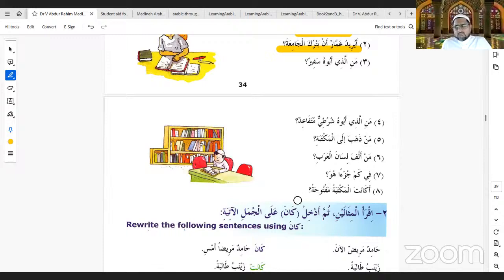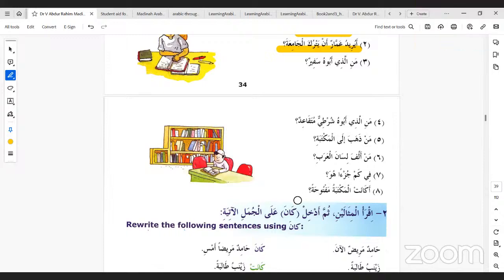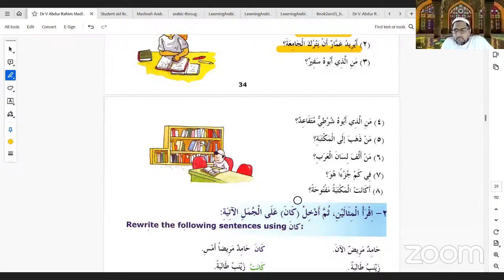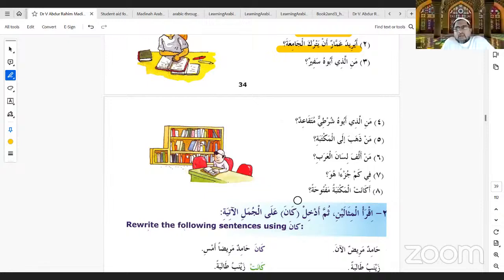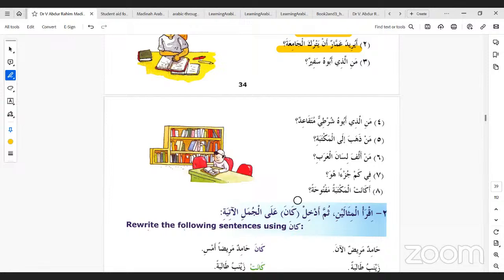ألف لسان العرب. في كم جزءا هو؟ How many volumes is it? How many volumes is it? 20. Yeah, you can say هو 20 جزءا. Correct.